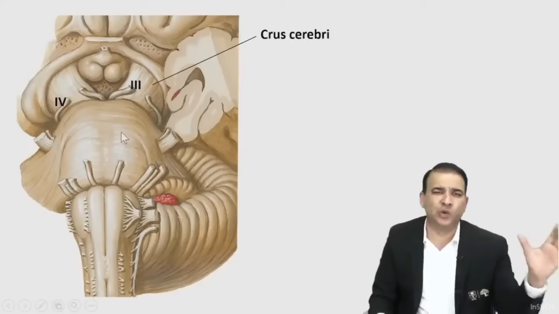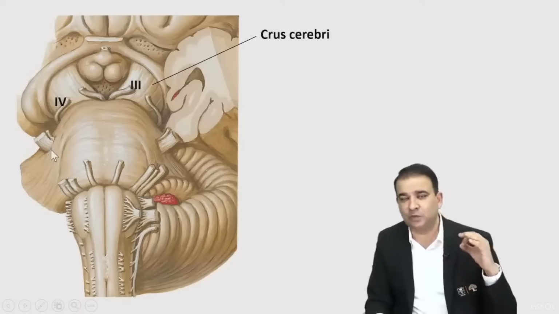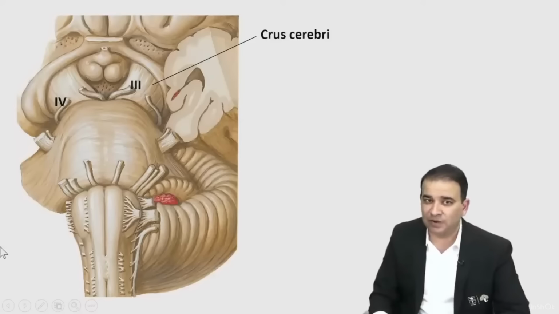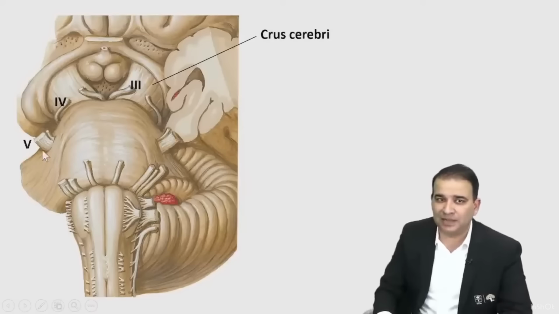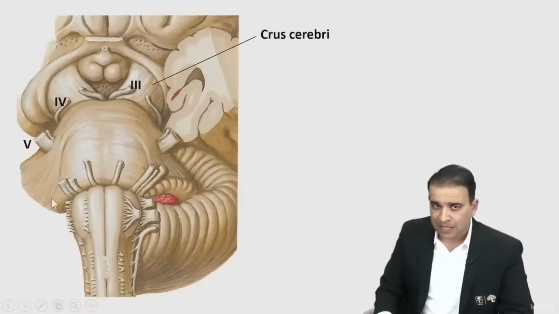The pons has so many nuclei inside, but the only nerve emerging from the ventral aspect of the pons, toward the lateral side, is the fifth nerve, the trigeminal nerve. That's the only nerve. You can see the two parts there: the thicker part is sensory, the thinner part is motor, but that's the trigeminal nerve.